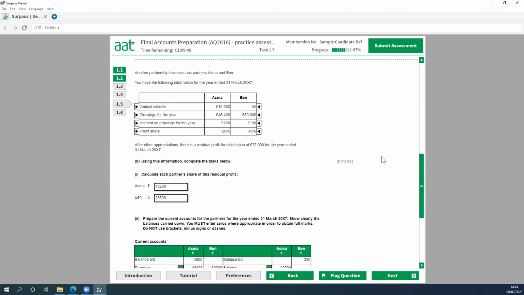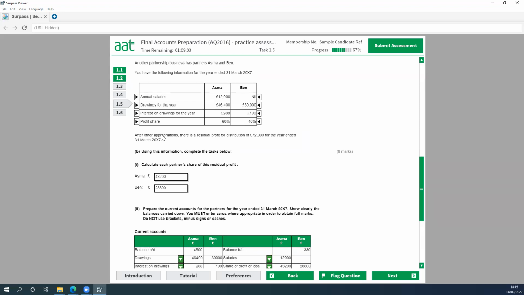Another partnership account. So this one, another partnership business has partners Asma and Ben. You've got the following information for the 30th of March 20x7. So you've got salaries, you've got the drawings, interest on drawings, and profit share. It says all other appropriations. So after other appropriations, there is a residual profit for distribution of £72,000 for the year ending 31st of March 20x7. These questions used to be in the synoptic assessment on the spreadsheets element. So you'll probably see some videos I've done in relation to these types of questions. But anyway, here we go.